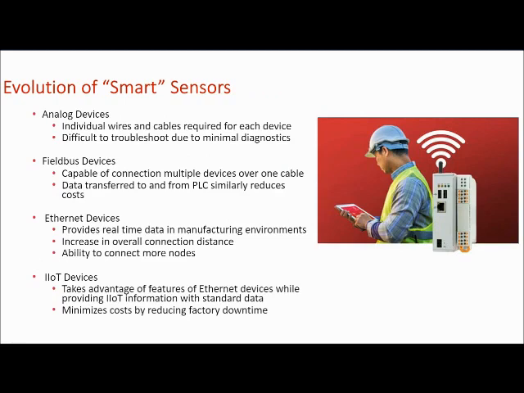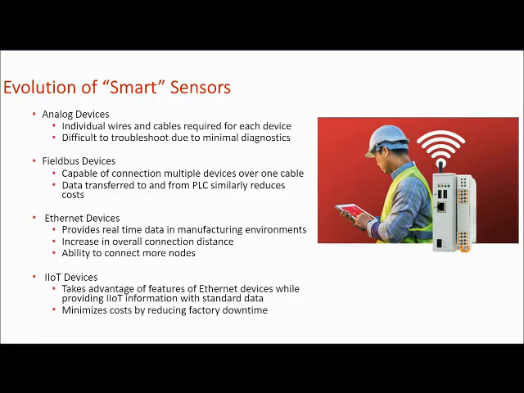So before we talk about gateways, we need to talk about smart sensors because they are the gateway to the information that is needed to be able to create this conversation amongst smart devices. So if you think about the history of sensors, we started out with analog type devices. These devices generally have individual wires and cables, and they basically are not able to connect to one another. They're basically separate entities on your device. So they're somewhat difficult to troubleshoot as well, which is one of the reasons why we migrated away from those sensors in a lot of applications.